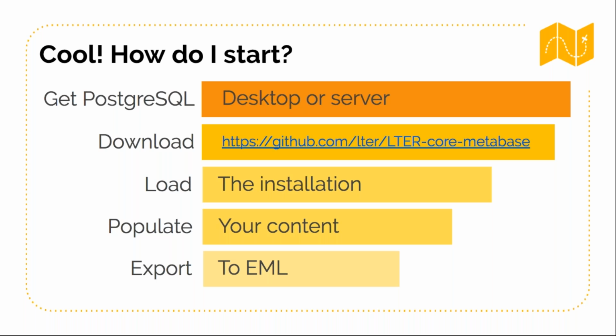Then you would download the SQL scripts needed for instantiating core metabase from GitHub. You'll run those scripts, and that will create the basic structure of core metabase, the schema, but it will also populate some of the tables, like the control vocabulary tables, common units of measure. Those will be already populated in your database after you've run these scripts. Then you would add your content, so the descriptions of your data sets and your people. And then if you're an LTER site, you'll probably be exporting eventually to EML.